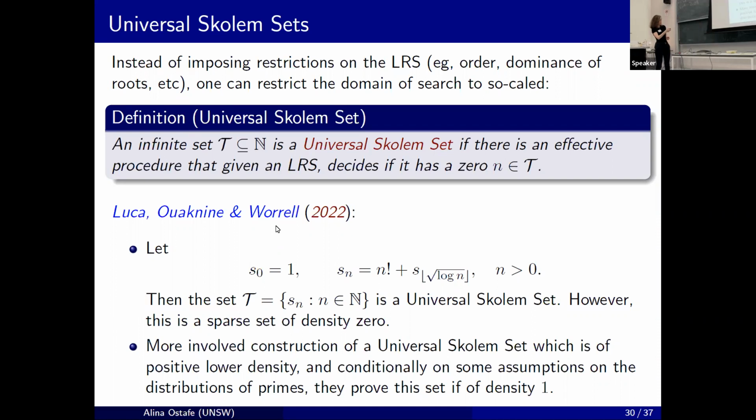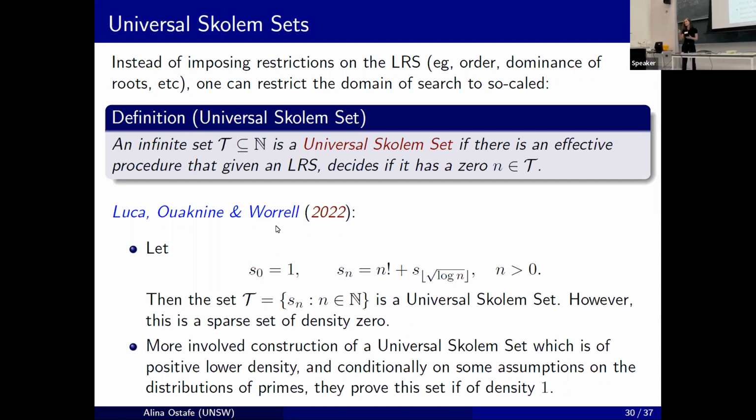And their first construction in their first paper is, for example, the set of Sn, where Sn is defined in this way. So they prove that this is a Skolem set, a universal Skolem set. However, this is a very sparse set of density 0.